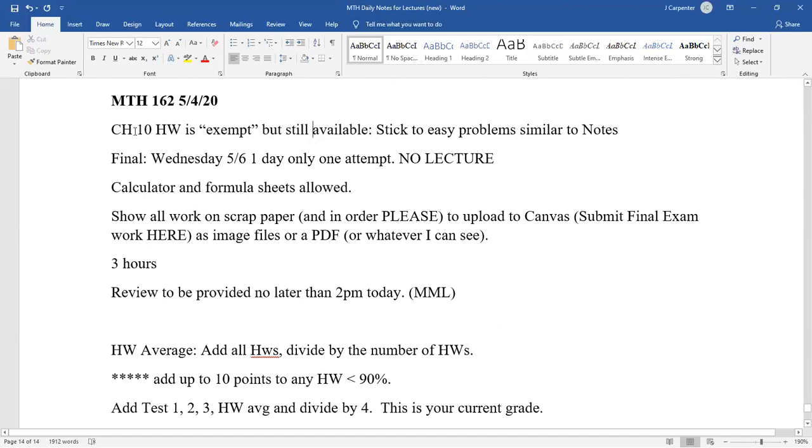But chapter homework is available but exempt, so it means I have it grayed out in my grade book. If you have a 0 on chapter 10 homework, it doesn't affect you, so don't include these grades. And no, it will not be counted as a bonus or anything like that.